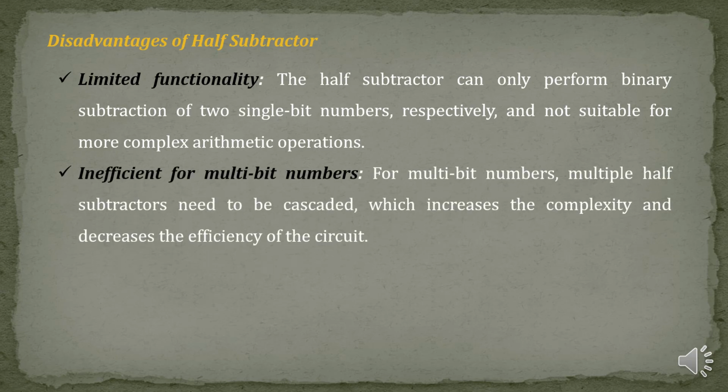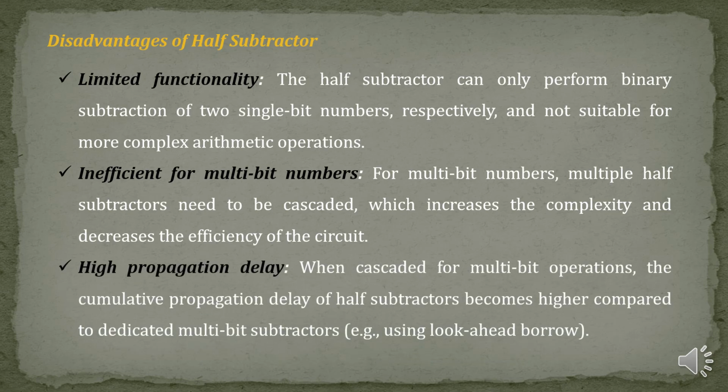Inefficient for multi-bit numbers. For multi-bit numbers, multiple half subtractors need to be cascaded, which increases the complexity and decreases the efficiency of the circuit. High propagation delay. When cascaded for multiple bit operation, the cumulative propagation delay of half subtractors becomes higher compared to a dedicated multi-bit subtractor, for example, using a look ahead borrow.